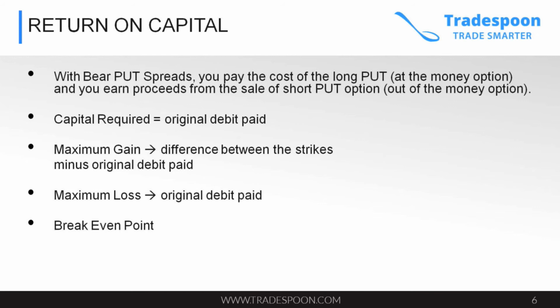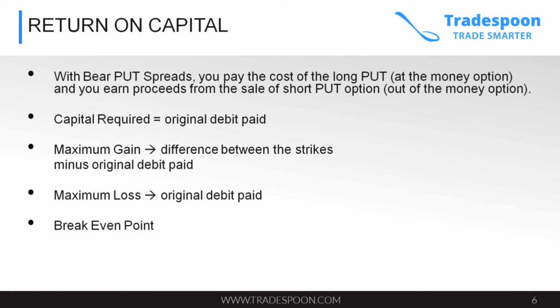Let's talk about return on capital. It's very important. Return on capital determines at what point you get into a position and at what point you get out of the position. With bear put spreads, you pay the cost of the long in the money put option and you earn proceeds. This is what allows you to reduce your cost basis by selling that short put, the out of the money short put. Let's talk about capital requirements. This is the original debit you paid for the spread.